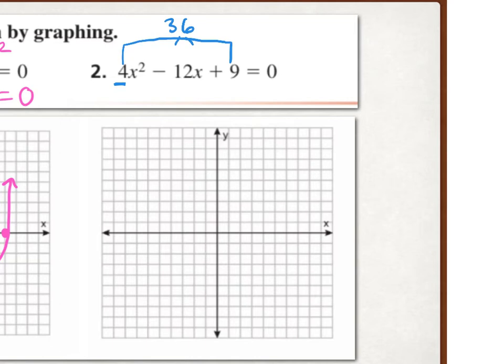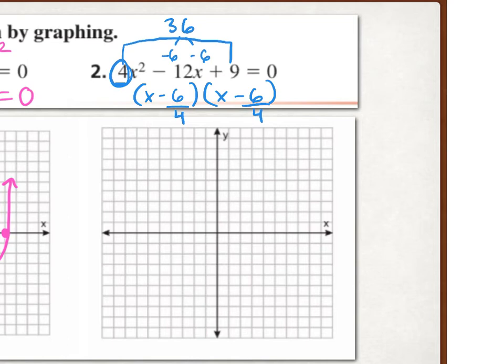Negative 6 plus negative 6. Perfect, negative 6 and negative 6. So when we put those into our parentheses, we get x minus 6 and x minus 6. We can't forget about this 4 out front that we started with, so we divide both of our numbers inside by 4. We simplify if we can. If we cannot, we move it to the front.